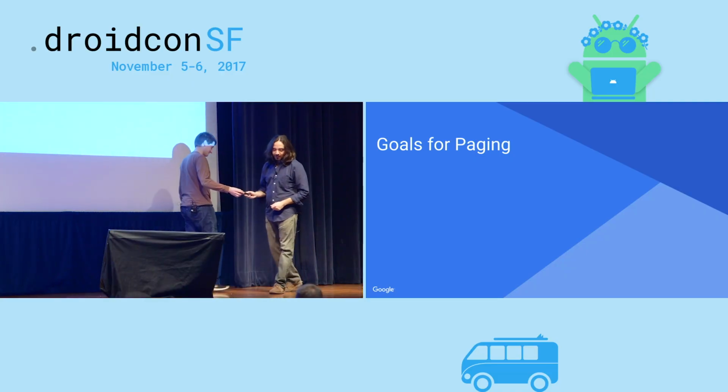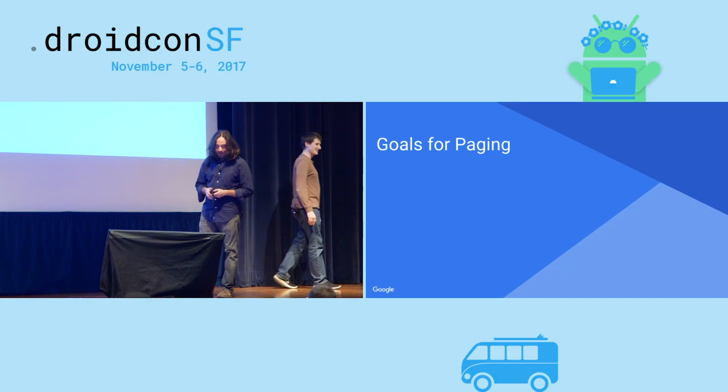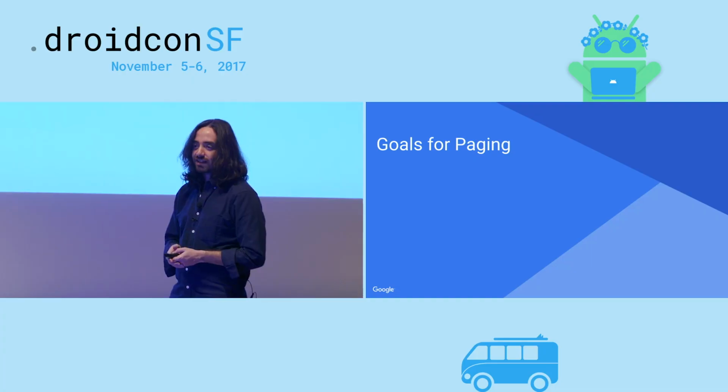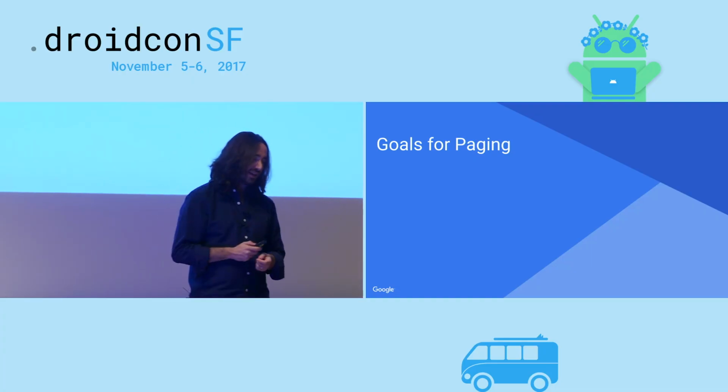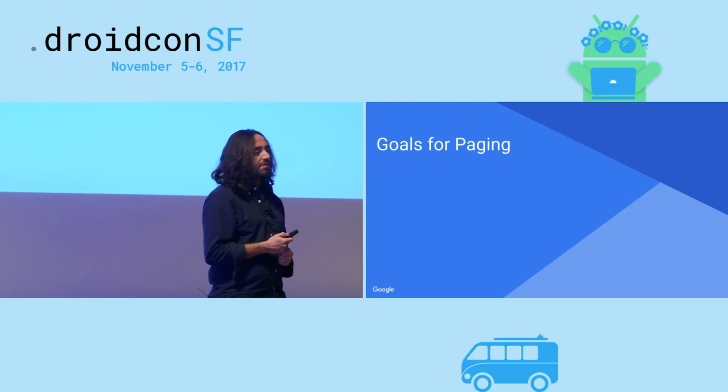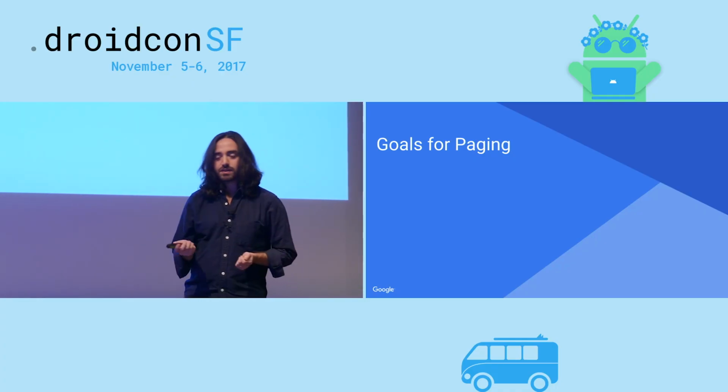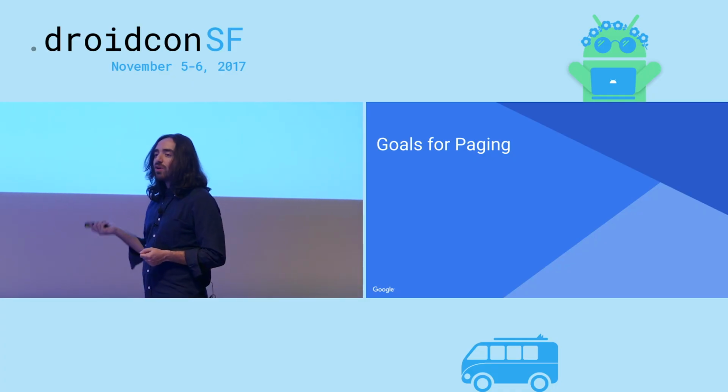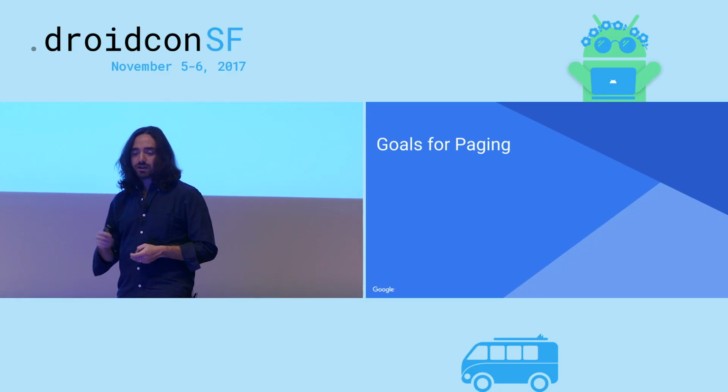So after these horrible findings we had, trying to understand how Android works and why it works this way, we said, okay, we need something that should avoid all of these problems. So there needs to be some goals for this paging component that we are going to develop.